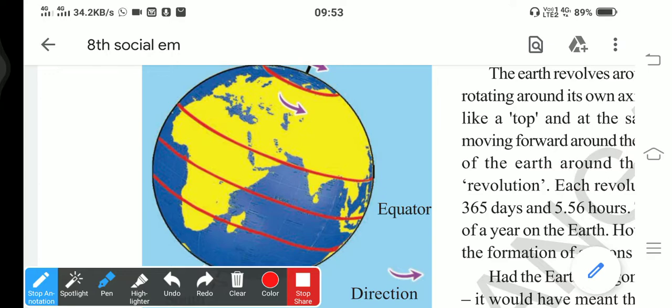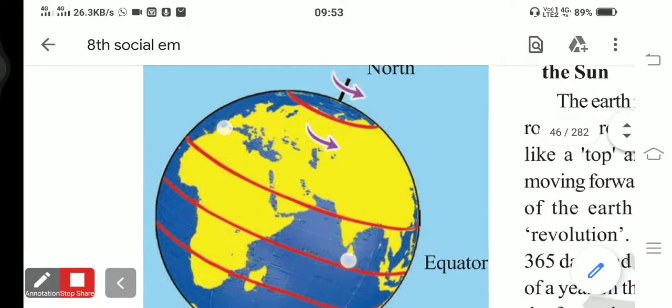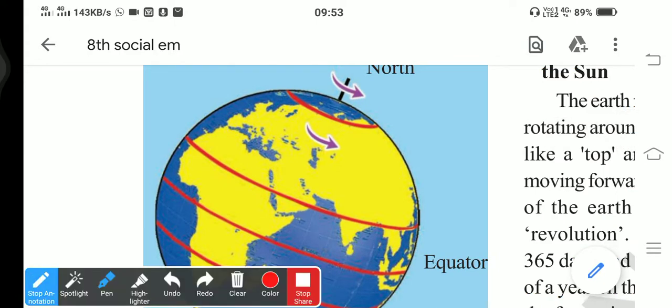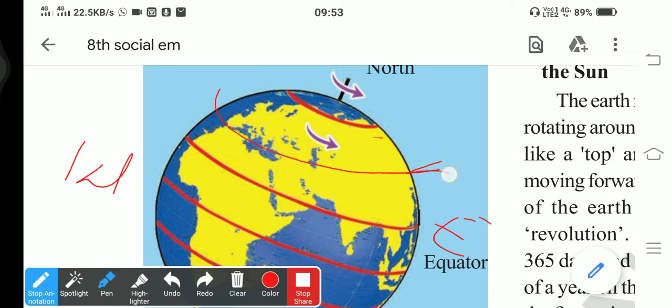Understand? It moves from west to east. Look at this. You can identify here, there is an arrow mark showing from west to east. Dear students, this is the west, this is the east. Towards your left hand side it is west, and towards your right hand it is east. So the earth rotates from west to east.